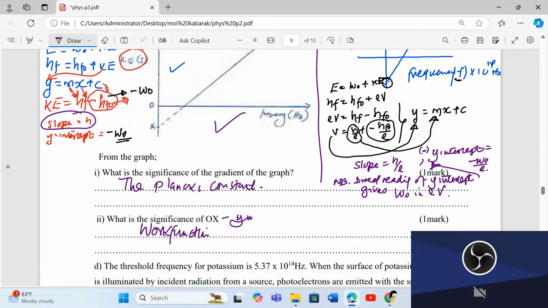This is the y-intercept. And we have seen that it is giving us the work function.